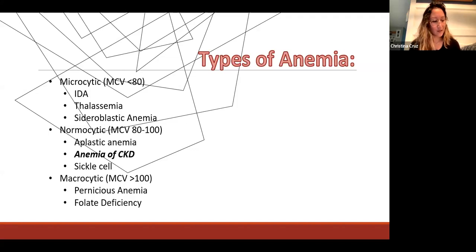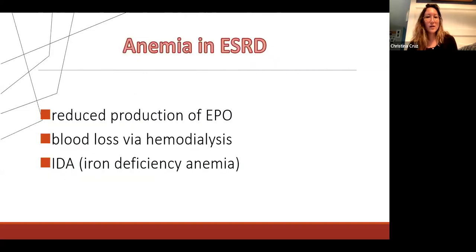Macrocytic anemia, like it sounds, larger than normal RBCs and includes pernicious anemia, which is impaired intrinsic factors secreted by the stomach, so the body doesn't absorb enough B12. Also includes folate deficiency. This slide represents the three major reasons that there's anemia in ESRD.